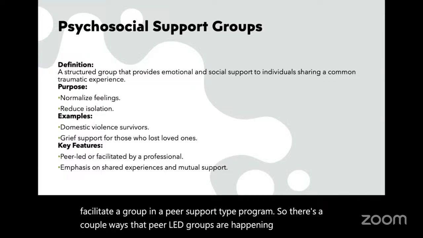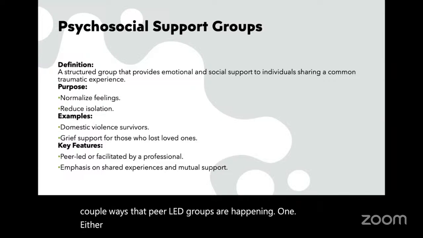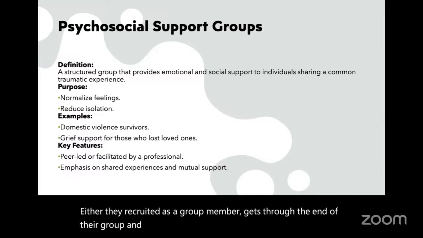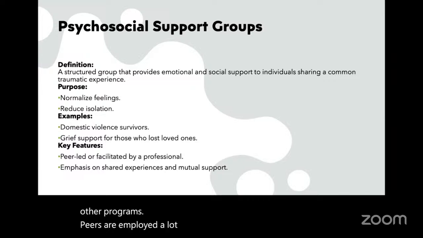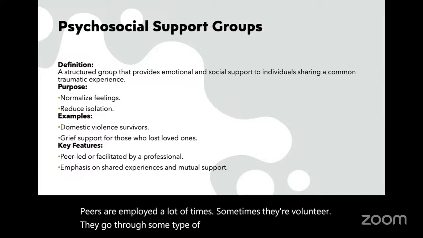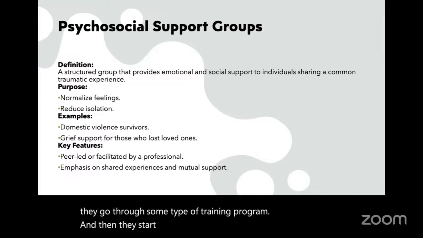So there's a couple ways that peer-led groups are happening. One, they're recruited as a group member gets through the end of their group and is asked to facilitate another group. In other programs, peers are employed a lot of times. Sometimes they're volunteers. They go through some type of training program, and then they start to facilitate groups for the organization or whoever it is doing it.